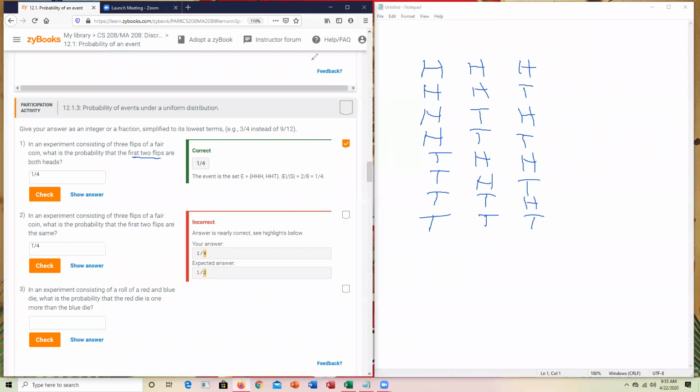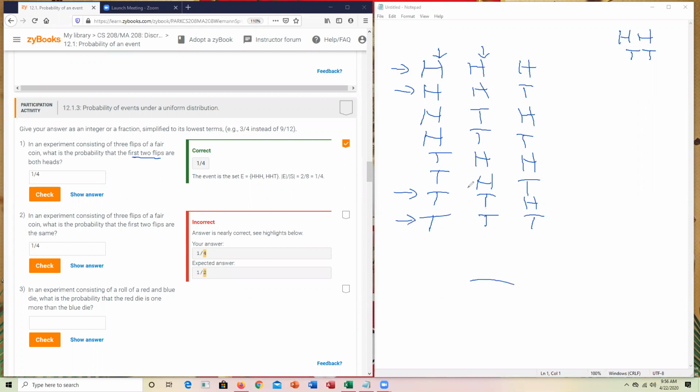Okay, the first two flips are the same. So in this instance, I'm looking for the scenarios where the first two flips would either be head-head or tail-tail. This one said both heads, the both being the same. I'm looking at the first and the second column being both head-head or tail-tail. So that one matched. They are the same. Not the same, not the same, not the same, not the same. They are the same. They are the same.